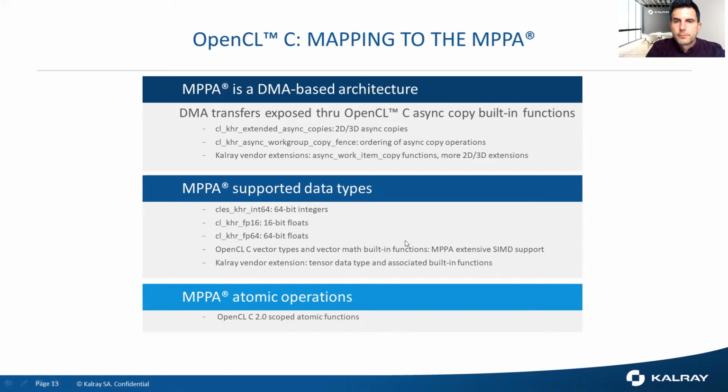I know there are some initiatives to introduce a tensor data type in OpenCL, at least as an extension. So we are looking at that to see if we can map to something more standard than our own extension. And the last point is MPPA atomic operations. We support OpenCL 2.0 scoped atomic functions, which allow us to expose all the atomic operations that we support.